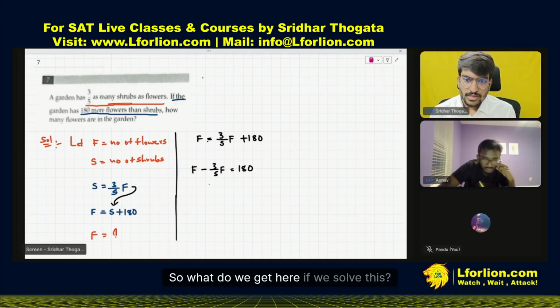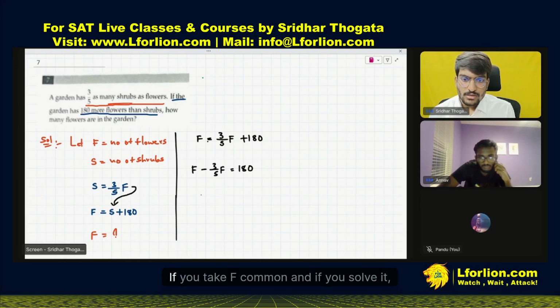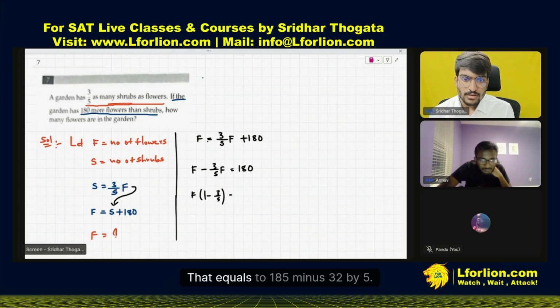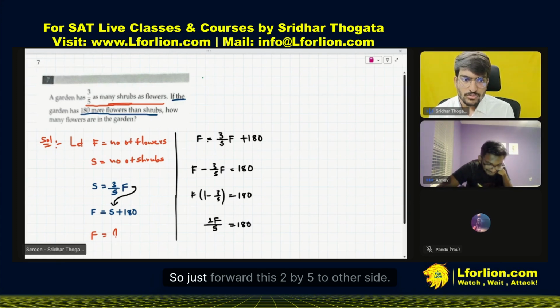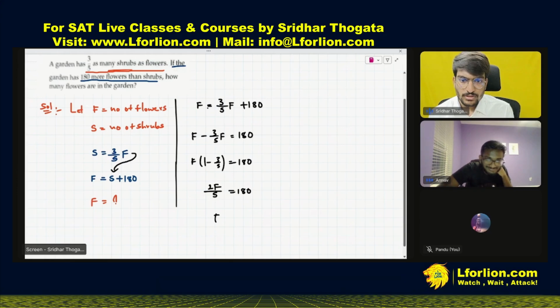So what do we get here? If you take F common and solve it, you get 1 minus 3 by 5 equals 180. 5 minus 3 is 2 by 5. Finally you get 2F by 5 equals 180. Just move this 2 by 5 to the other side, so it becomes 180 into 5 by 2.